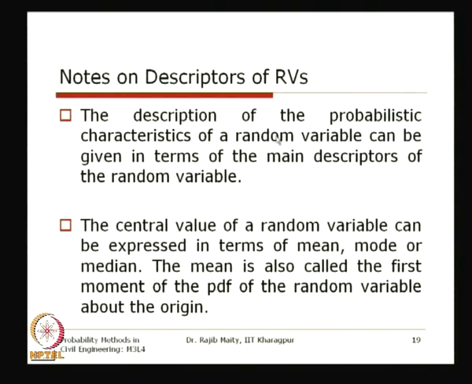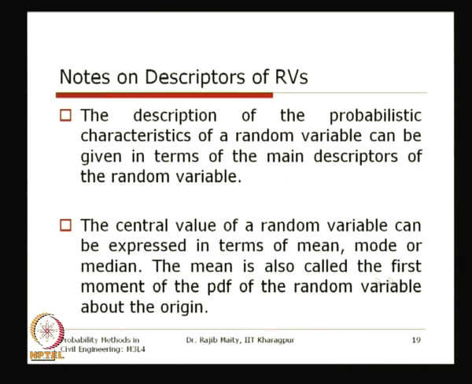So, that is what we are going to discuss next: different, popular ways in which we can represent the sample data in terms of graphical views. Before that, to conclude on the descriptors of the random variable, we will put some notes. The description of the probabilistic characteristics of a random variable can be given in terms of its main descriptors. The central value of a random variable can be expressed in terms of mean, mode, or median, that we saw in the last class mostly.